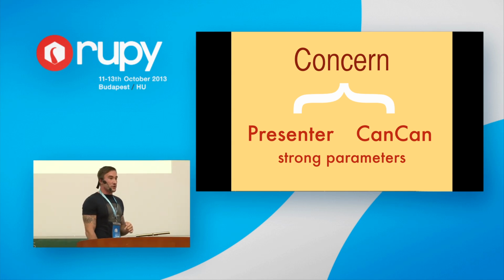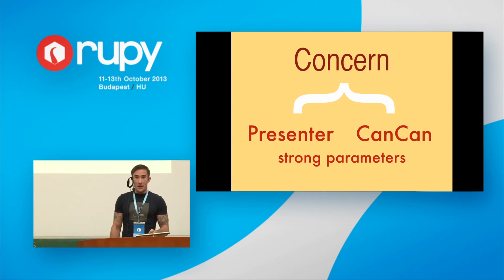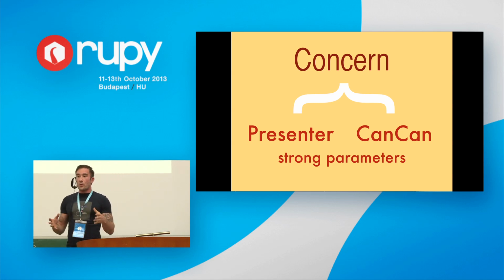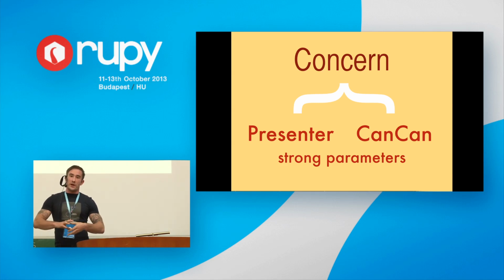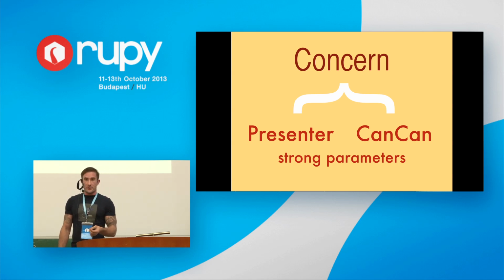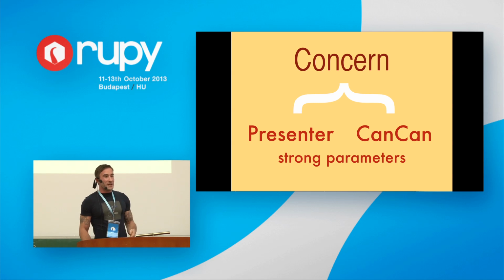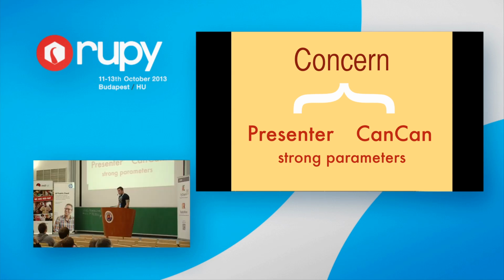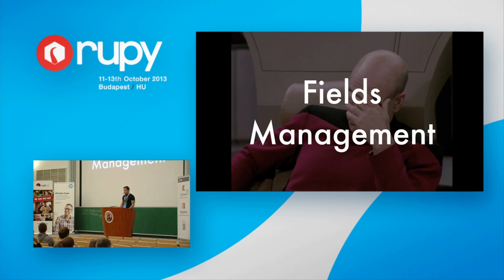That's why in this concern, we also have the presenter. That is a part of functionality that allows us to describe what exactly in the model can be managed in what way, and also what can be read. Because strong parameters and CanCan allow us to control what can be changed, but they don't allow us to control what can be read, at least on the level of fields. That's why field management is a pain.